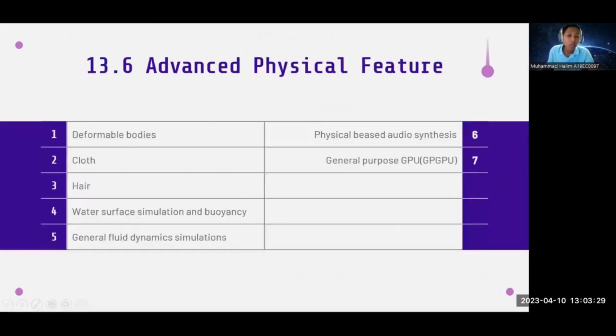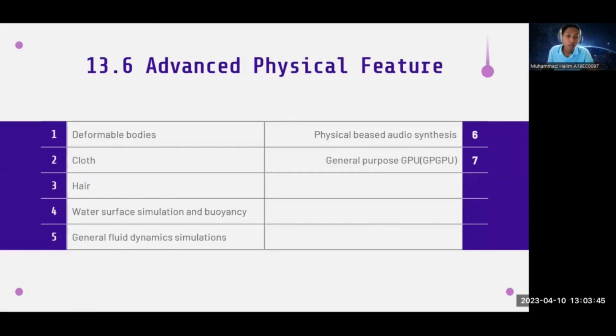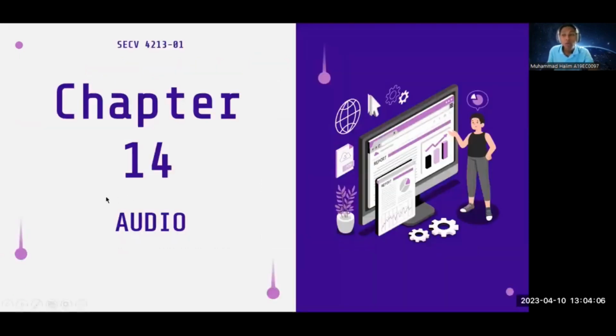So for the chapter 30.6, it explains the advanced physics features. There are seven physics features, which is deformable body, cloth, air, water surface simulation and buoyancy, physically generated audio synthesis, general fluid dynamic simulation, physically based audio synthesis, and general purpose GPU. So we will go to the chapter 14, which is audio.